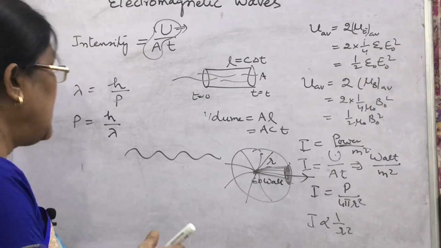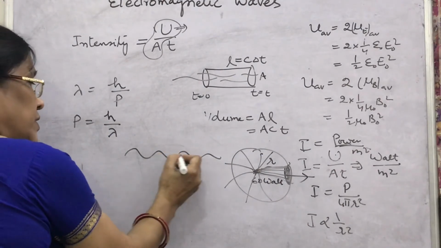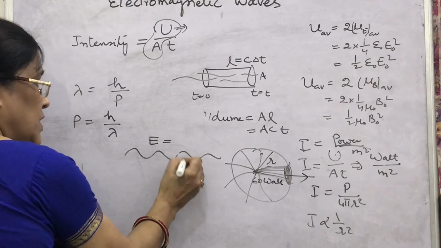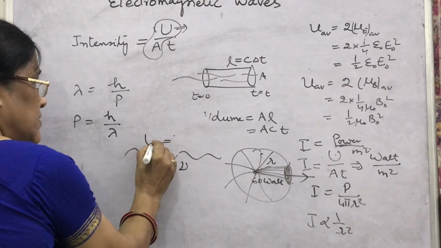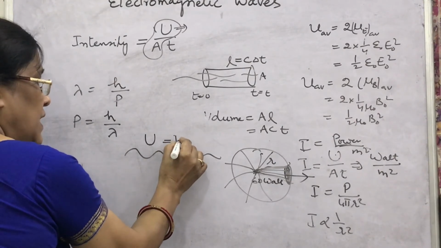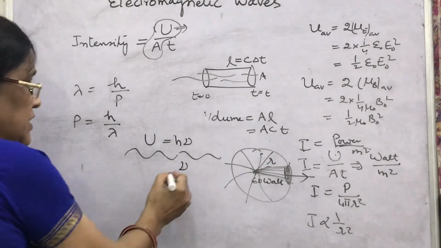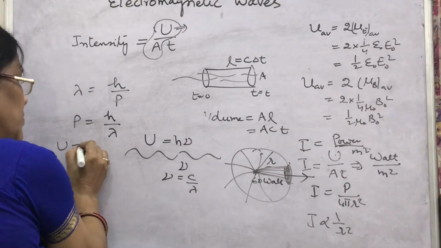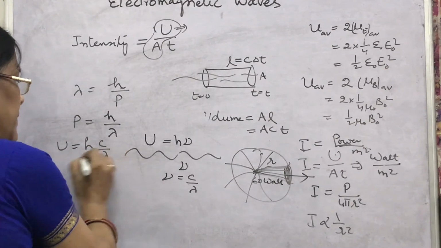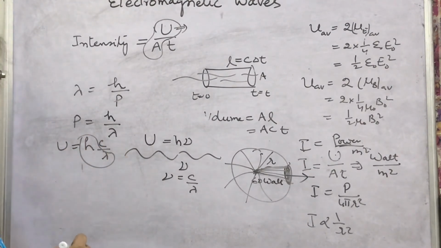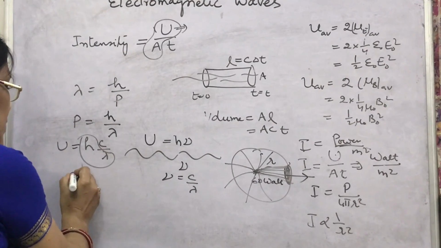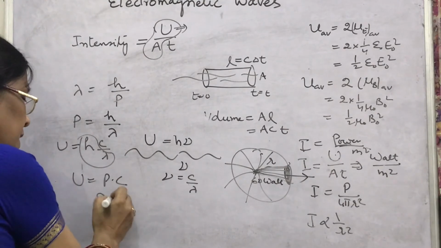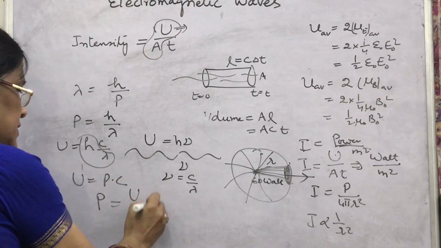What is momentum? If the EM waves are propagating here and the frequency of EM waves is nu, then what will be the energy? I have shown it here by U, then U will be h nu. What is nu? Nu is c by lambda. You put it here, then U equal to hc by lambda. What is h by lambda here? This is p. Then U equal to p into c. That means momentum p is U by c.